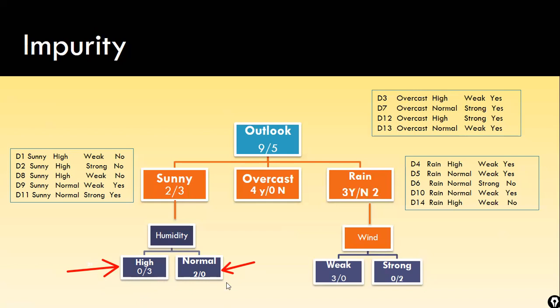It's a homogeneous subset. What is homogeneous? Heterogeneous is a mix, right? More than one. Homogeneous is single. It has only no related data, or it has only yes related data. It is not having a mix of both. So hence it doesn't require further split. Here also the same thing.